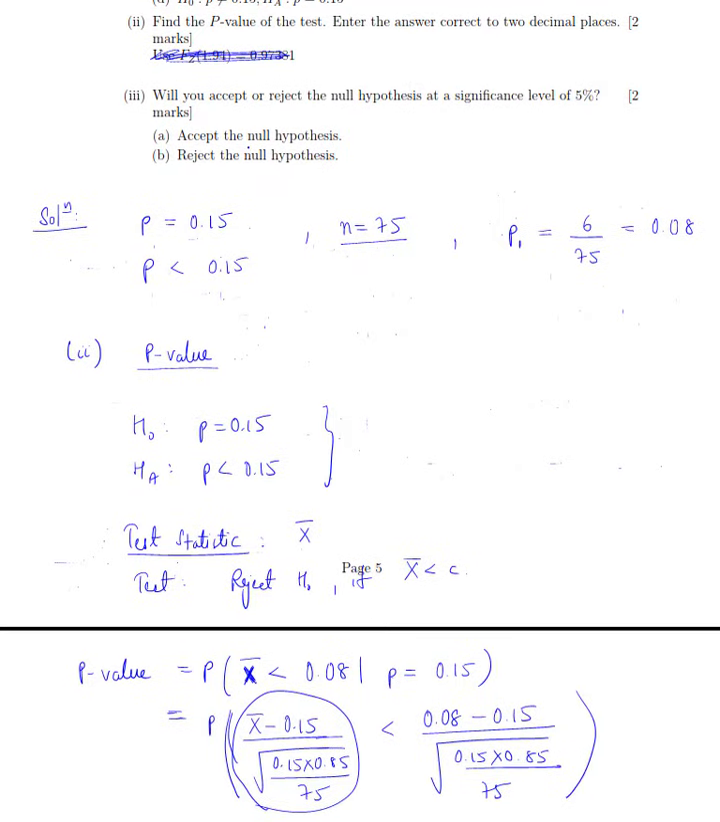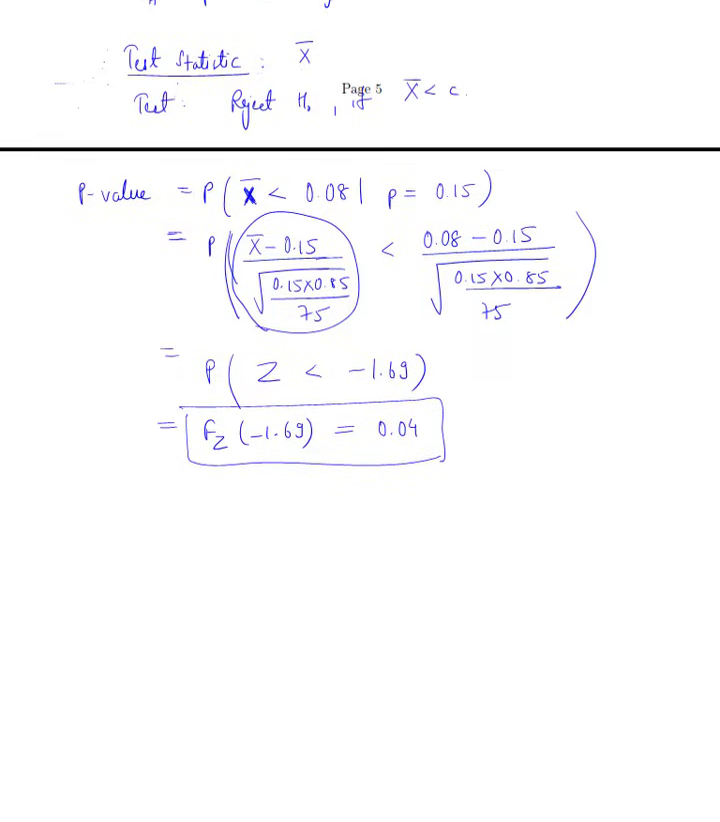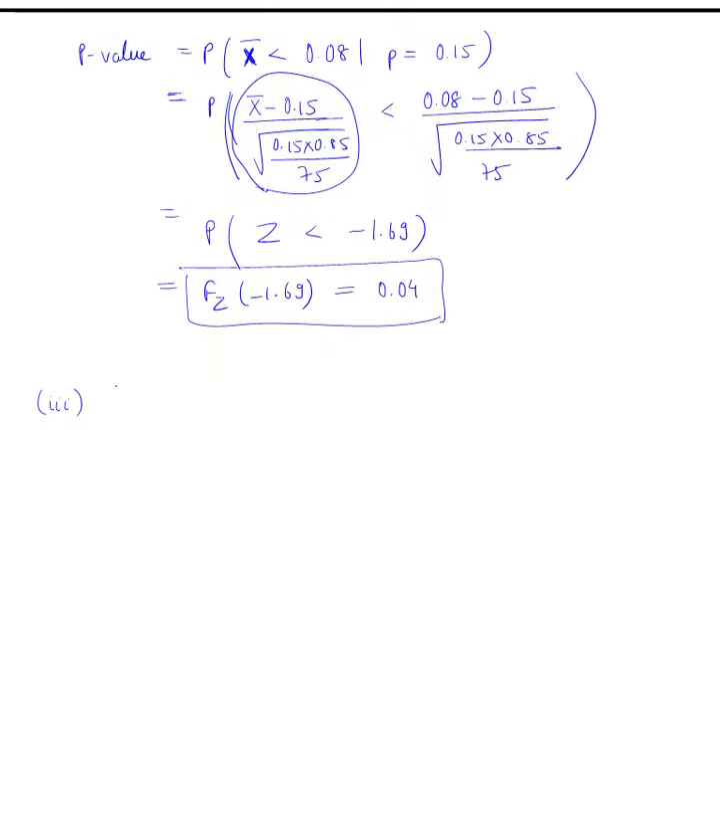Now coming to the third problem, it says, will you accept or reject the null hypothesis at a significance level of 5%? Now we just found the p-value of the test. Now we have to check whether we are going to accept or reject the null at a significance level of 0.05. So alpha is 0.05 and the test is a left-sided test, right?